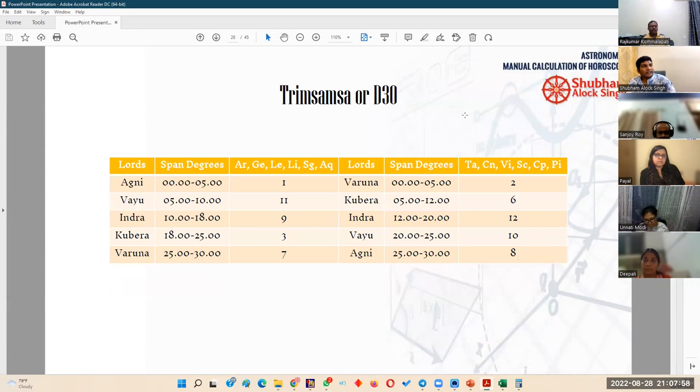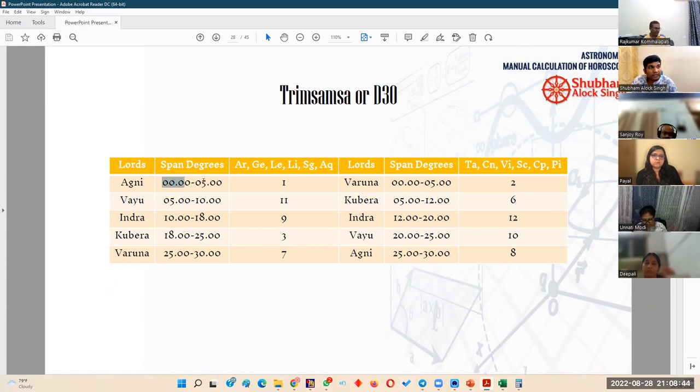Others you know about. D30 is divided into 5 parts. You might think that D30 should be divided into 30 parts, because it is the 30th division. There are many discrepancies on it. People have made another calculation of D30 as well. I don't support that calculation. I think that this particular calculation, where one Rashi is divided into 5 parts while making D30, is normal. It should not be divided into 30 parts. Why? Because the degree division is uneven.